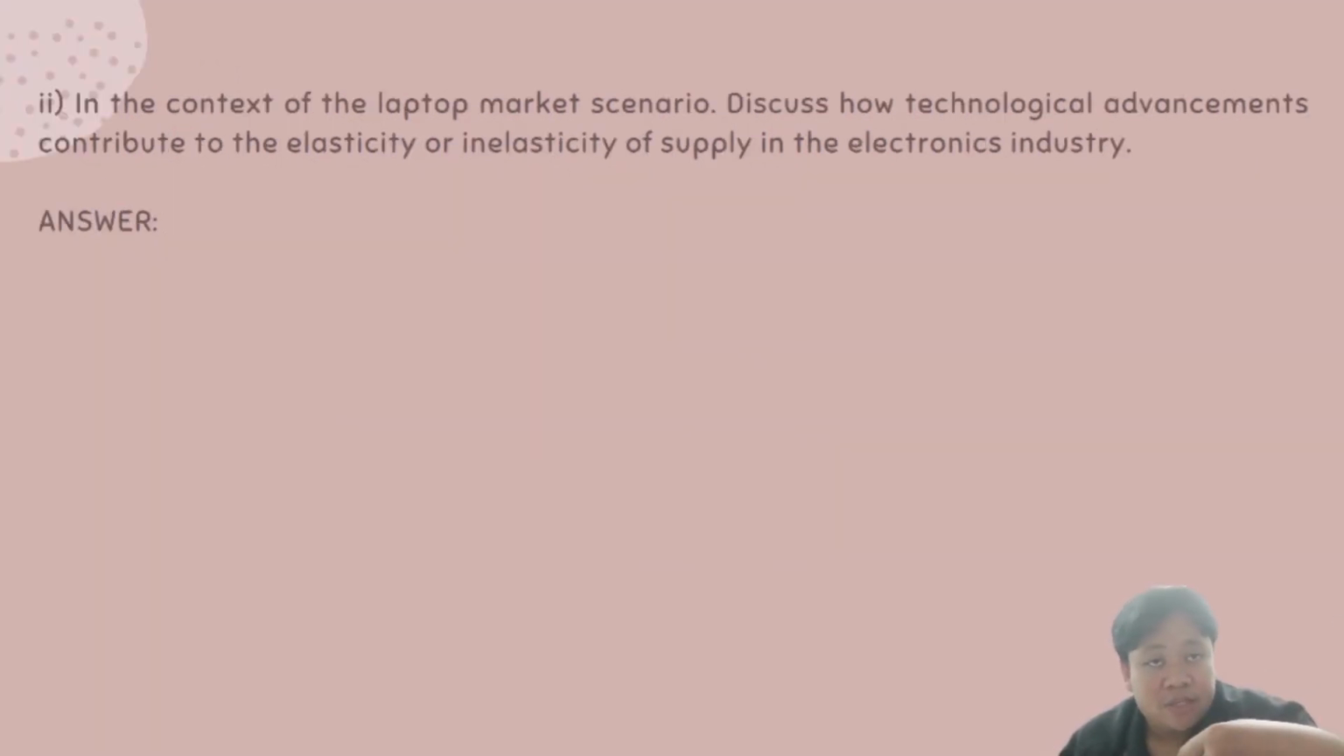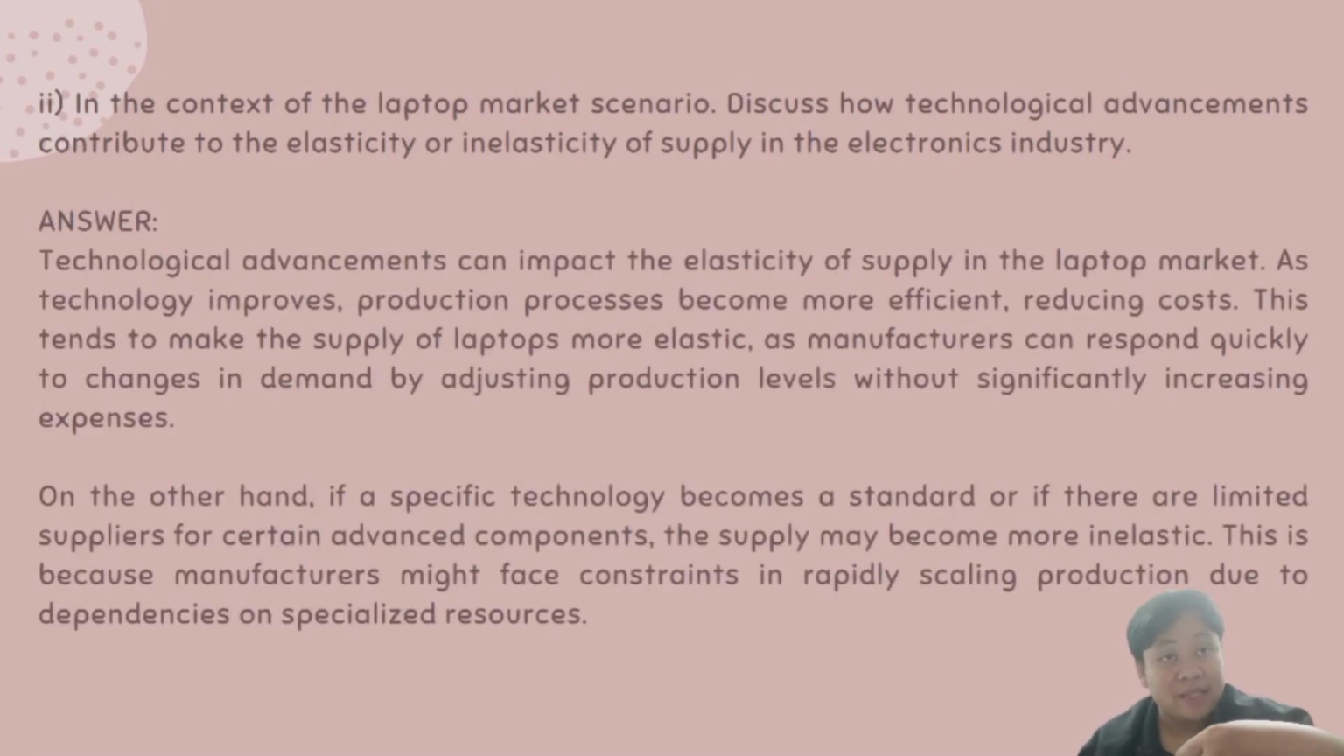For the second question of number 4, in the context of the laptop market scenario, discuss how technological advancements contribute to the elasticity or inelasticity of supply in the electronics industry. If we think logically, if we use the latest technology to produce our product, the production process will become more efficient and the cost will be reduced. And this will make the supply for laptops become more elastic. So the higher our technology level, the more price elastic the quantity supplied will be.